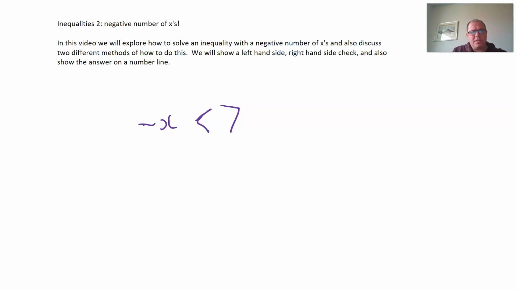I'm going to look at first something very simple, but actually not. Minus x is smaller than 7. Let's just remind ourselves how you'd solve that if it was an equality. Minus x equals 7. Remember there's a hidden minus 1 before the x. We've got minus 1x equals 7.